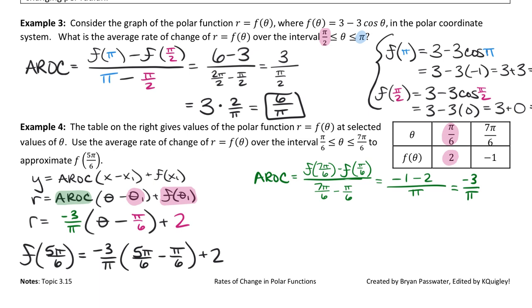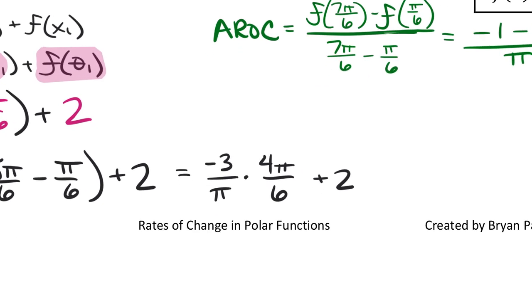Okay, math time. Start on the inside. PEMDAS tells me to deal with the parentheses first. What is 5 pi over 6 minus 1 pi over 6? 4 pi over 6. So I end up with -3 over pi multiplied by 4 pi over 6 plus 2. It does reduce to 2 over 3, but give it a second. What do you notice is on the numerator and denominators here? What's on both the numerator and denominator? Pi.